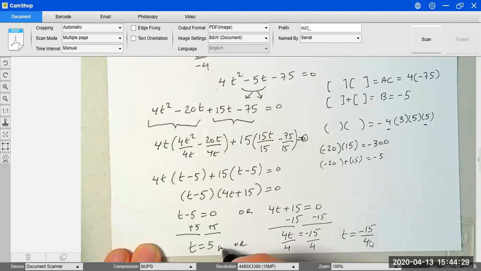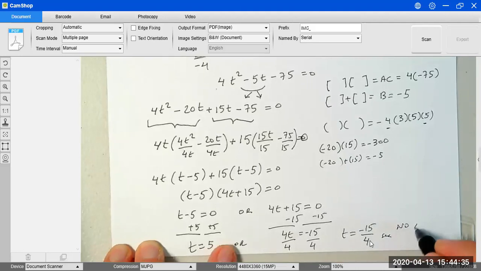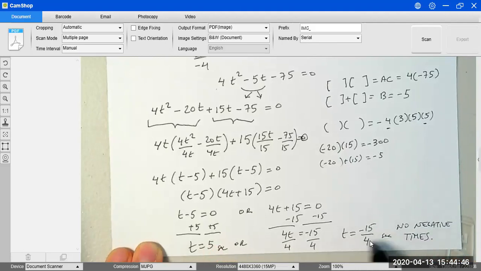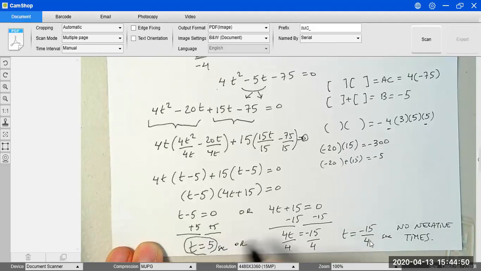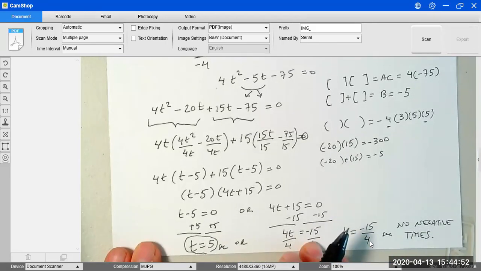So these are seconds. So we don't have negative time. No negative time. They were asking how long will the ball take to get to the ground, so no negative times. So this is not usable, so we only have t equals 5 seconds. So the answer for this problem is 5 seconds.